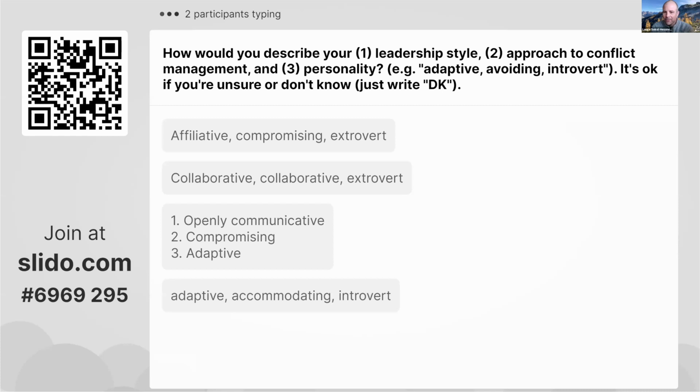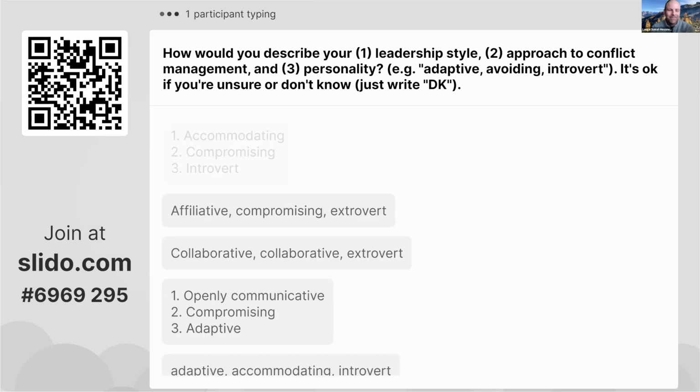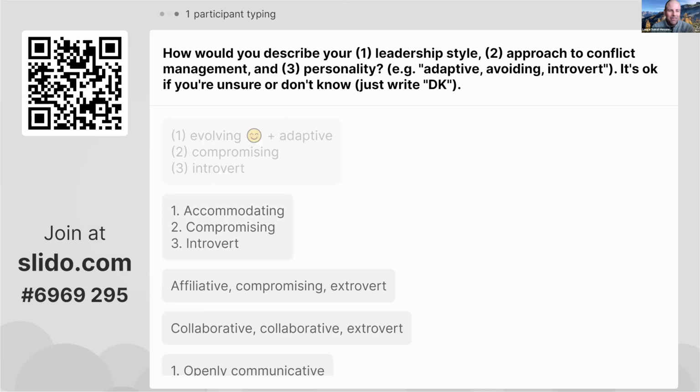I'm impressed with how many of you got some sense of this. I think if someone showed me that list of leadership things, I'd be like, I don't know which one of those I am. Accommodating, compromising, introvert, evolving, yep, and adaptive, compromising, introvert. That's fantastic. Yeah, thanks, guys.